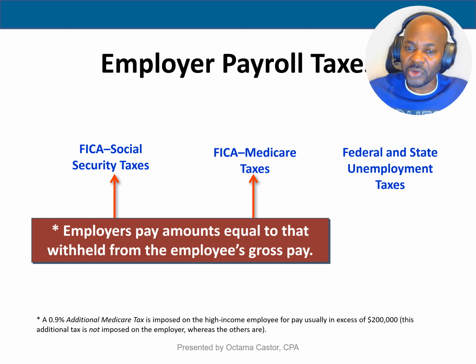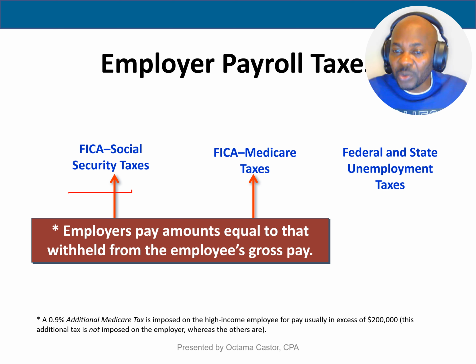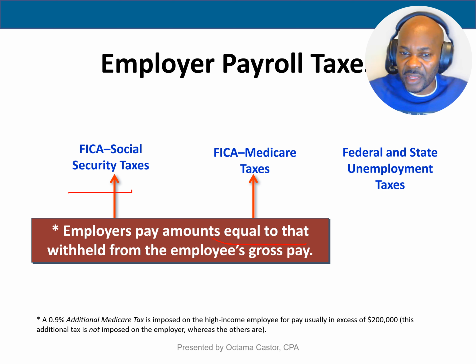What about the employer? Well, let it be known that the employer pays Social Security taxes as well. They pay an amount that is equal to the amount they withhold from the employee's paycheck. So if the employer withholds $3,000 a year from the employee's paycheck, they must also pay $3,000. So the FICA taxes, the employer pays the equal amount.